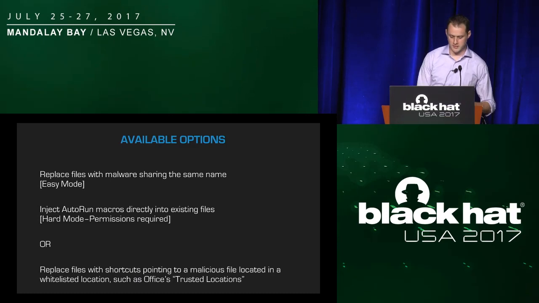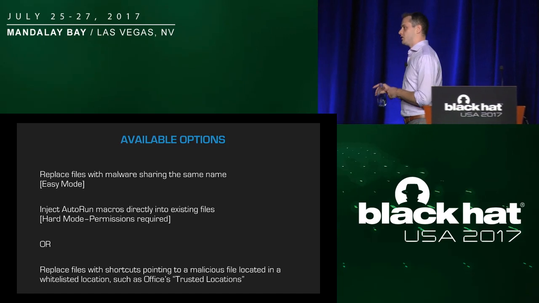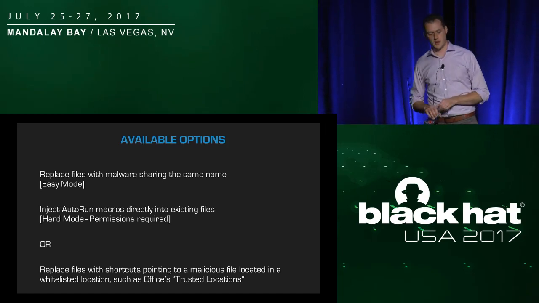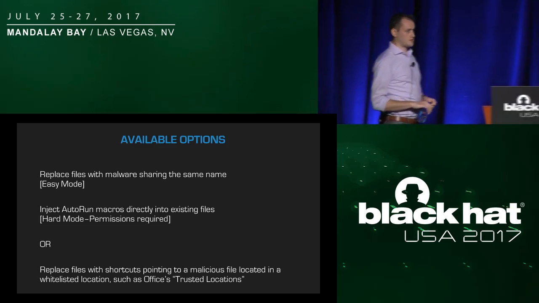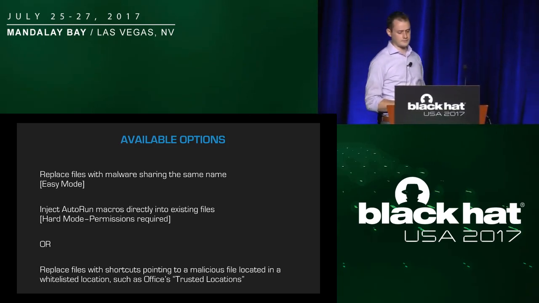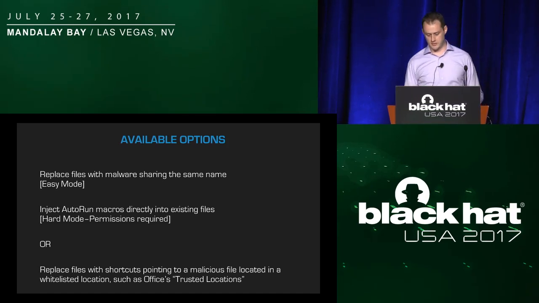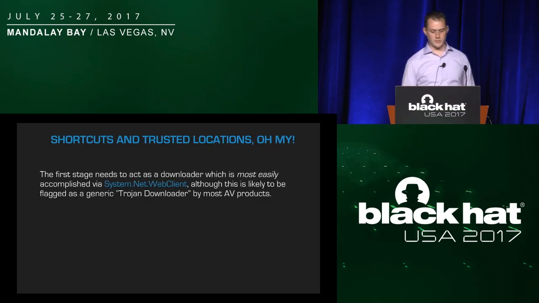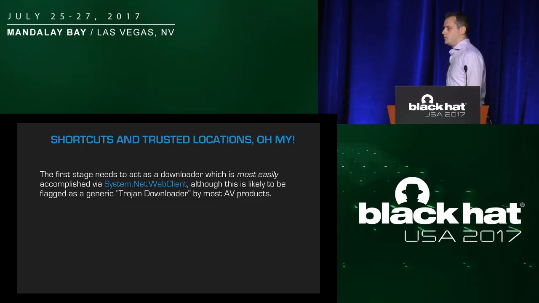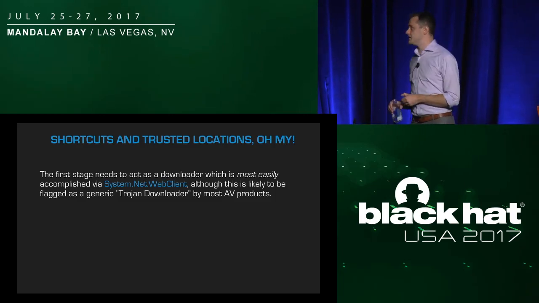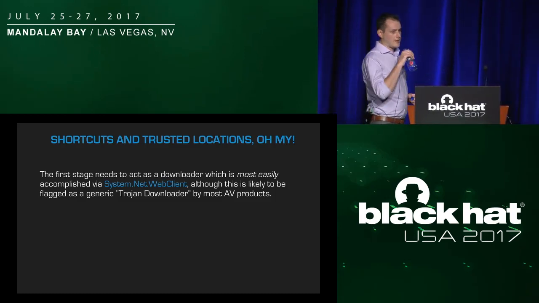Or, my personal favorite at the moment, replacing those files with shortcuts that point to a malicious second stage in a whitelisted location, such as Office's trusted locations, which override a lot of the generic protections, such as macro protections, for your files. So instead of getting that enable content pop-up, it just automatically detonates once it's launched. And this is surprisingly easy to do. As you can assume, since you're not distributing malicious payloads in your first stage, you do have to have some way of downloading that malicious second stage to the endpoint.